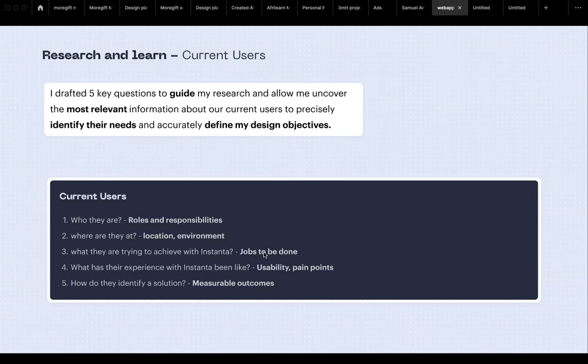Somebody who wants to travel from Abeokuta to Lagos. You ask them about their jobs to be done. You might think that their job to be done is that they want a taxi, or they want a bike, because you are thinking from the standpoint of a transporter. Meanwhile, the user's job to be done is simply that they want to get to Lagos as fast as possible. That's their job to be done.